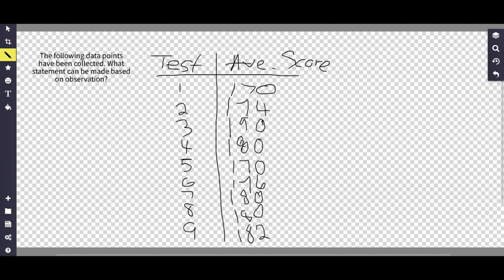So the question being asked is the following: data points given in the right table have been collected. What statement can be made based on our observations? So at this point, what we're asking primarily is, what is the mean? What is the mode? What is the range? So on and so forth. That's what the question is asking and pertaining to.